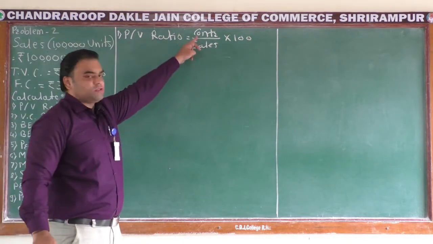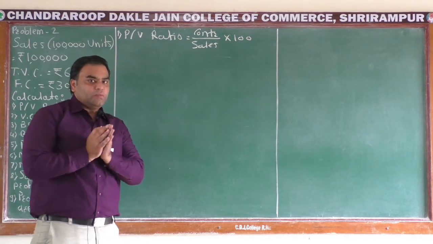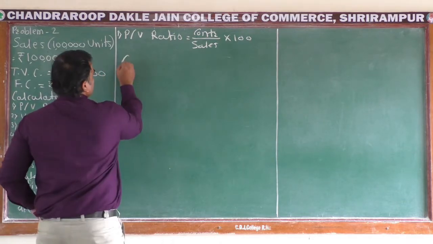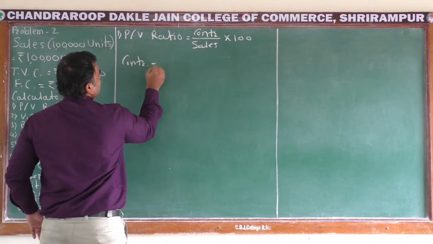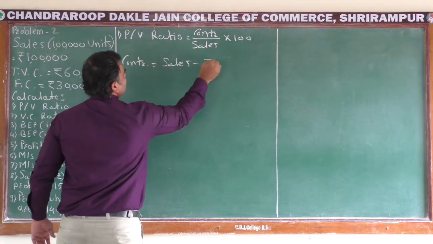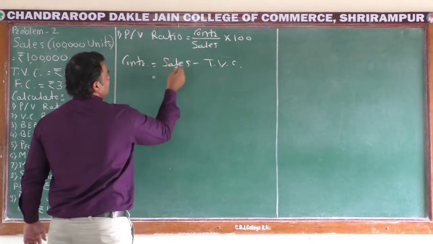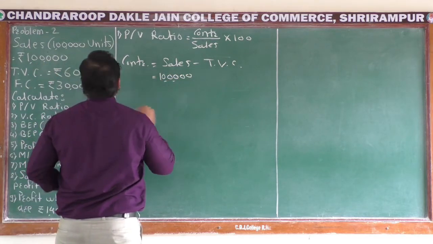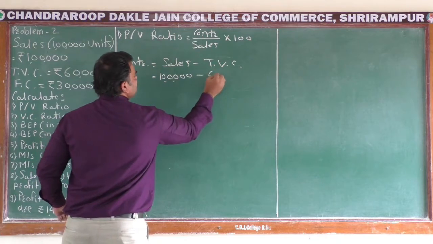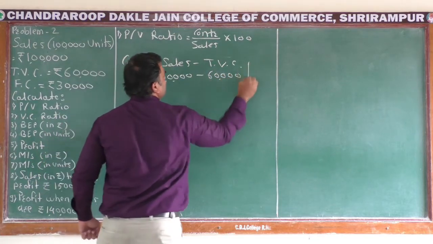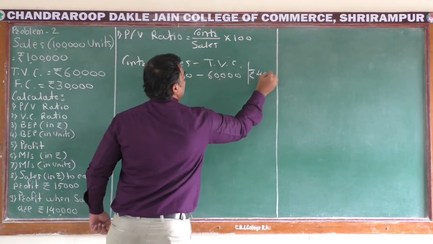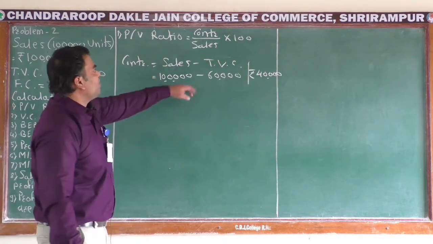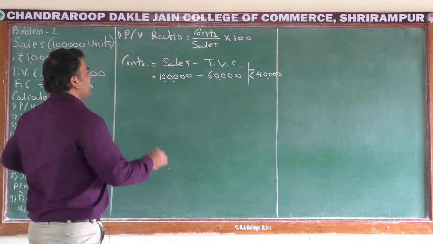So what is the amount of contribution? How to calculate the same? Contribution is equal to sales less total variable cost. Our sales are rupees 1 lakh. So 1 lakh less total variable cost which is rupees 60,000. So contribution amount will be rupees 40,000. The same amount we are going to use in the formula of PV ratio.